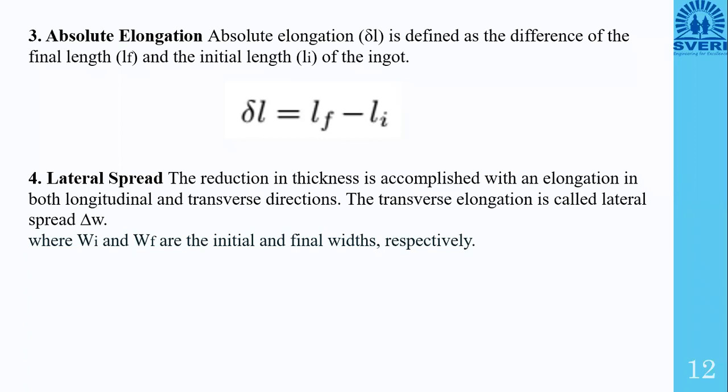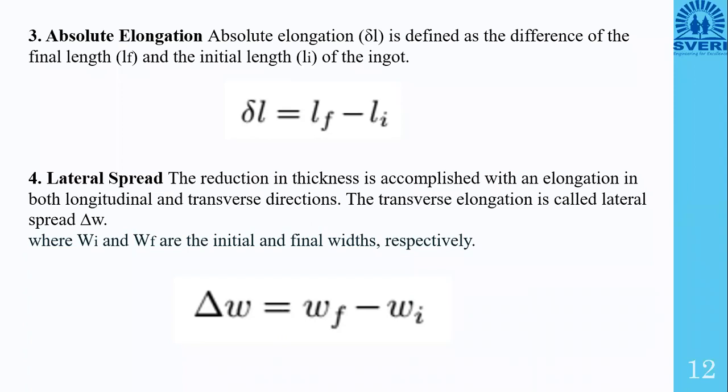But in the previous case, the initial thickness Ti is more than the final thickness TF. Here the final length is more than the initial length. That particular point we have to consider. The second one is lateral spread. What is meant by lateral spread? Lateral spread is nothing but when the thickness is reduced, at the same time length is increased.